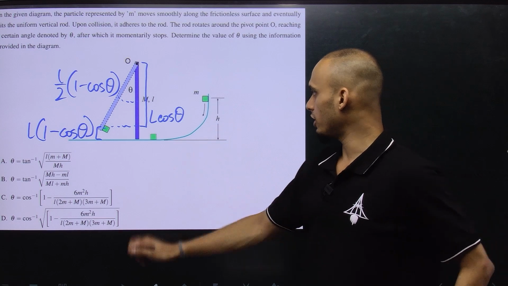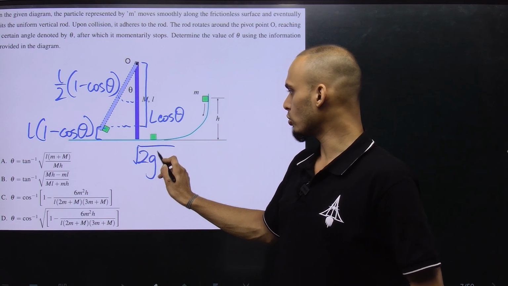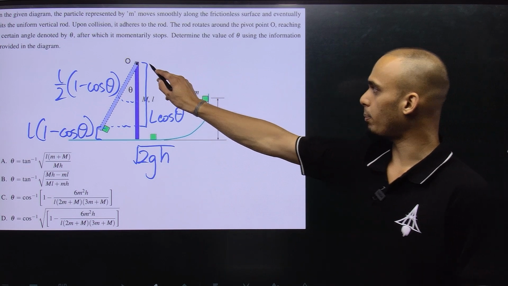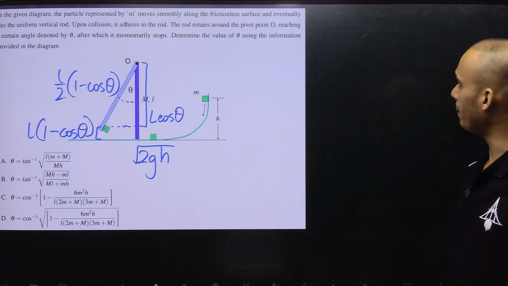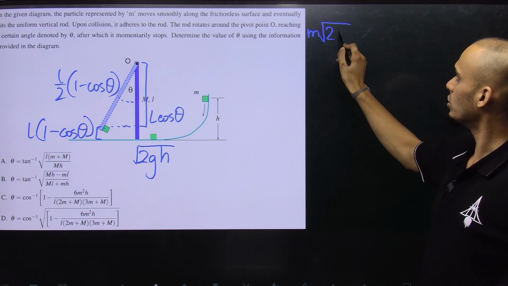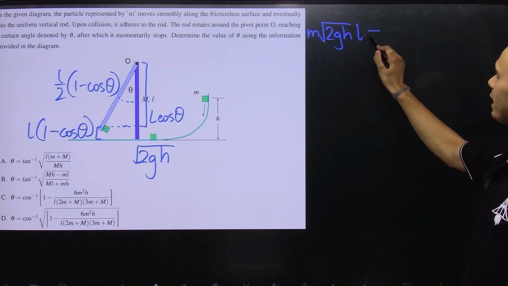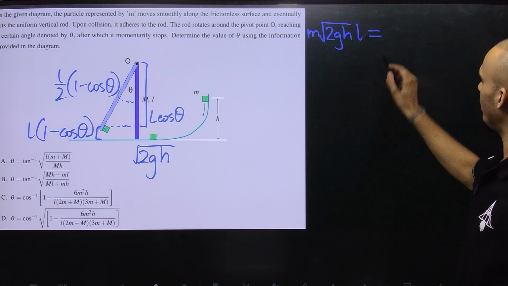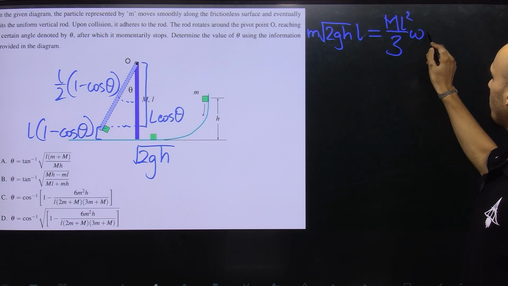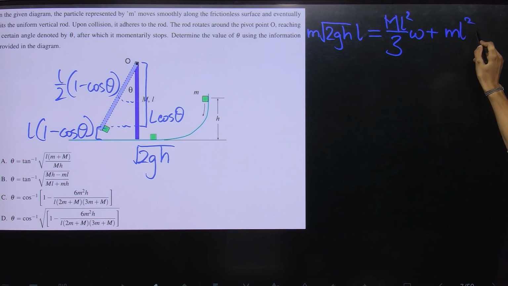We know that after falling down a ramp of height h, the block will gain a speed of under root 2gh. So initially the angular momentum about the point O of the block of mass m will be m into v into r, that is m into under root 2gh into the length of the rod, which is the radius. And finally, the moment of inertia of the rod is ml square by 3 about its end, into omega, plus the moment of inertia of the small block, which is mr square, that is ml square, into omega.